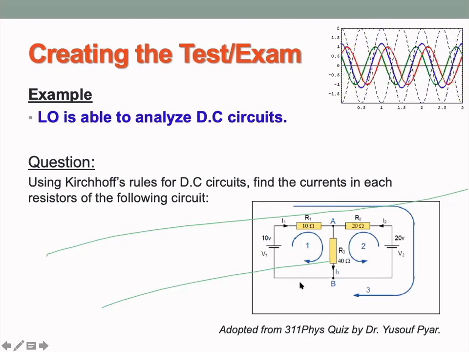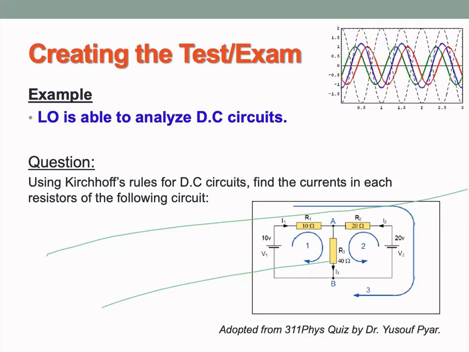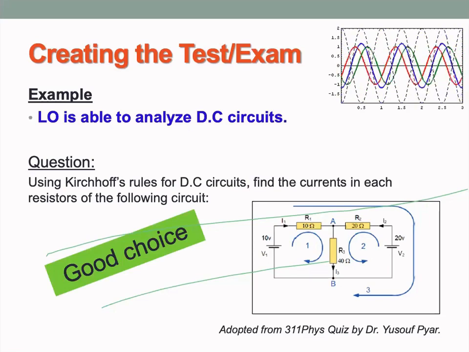For example, you have this. We give them this circuit. Okay, so this is a problem set question. So remember again, our LO is that the student is able to analyze DC circuits. Okay, so we use this problem set question. This is a good choice.